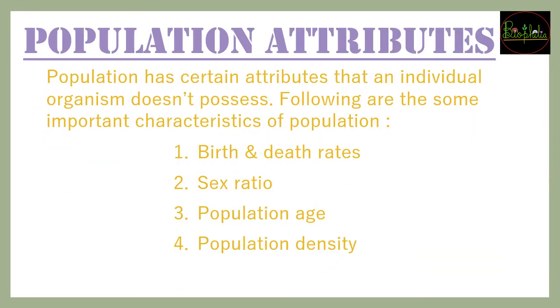So what are the population attributes? Attributes means certain things, and there are certain terms that only a population can help to define. A single individual cannot describe them. Such attributes and definitions that only a population can make true are these: birth and death rates, second is sex ratio, third is population age, and last is population density. Let's understand one by one in detail so that you will understand why these values are not shown by an individual, only by a population.